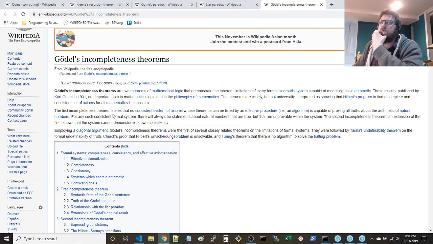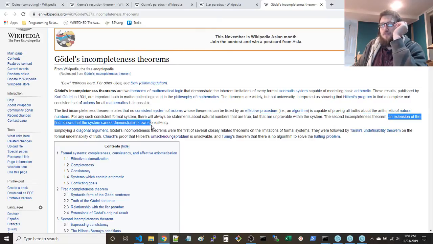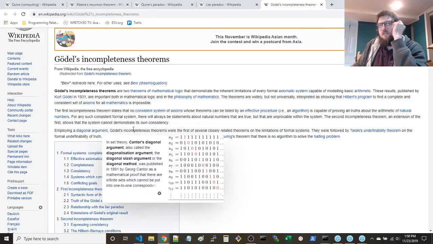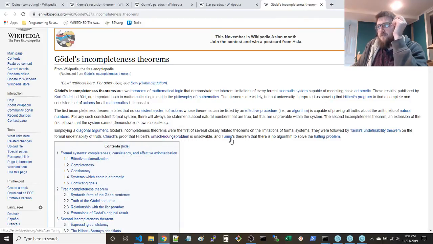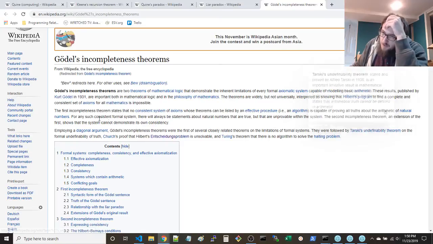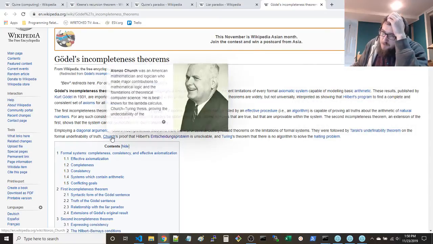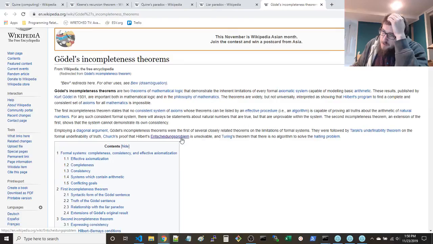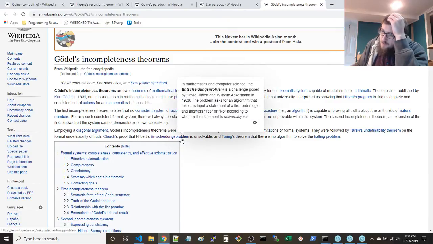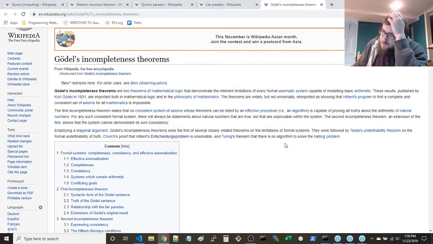In any such consistent formal system, there will always be statements about natural numbers that are true but are not provable within the system. The second incompleteness theorem, an extension of the first, shows that the system cannot demonstrate its own consistency. Employing a diagonal argument, the incompleteness theorems were the first of several closely related theorems on the limitations of formal systems that were followed by Tarski's undefinability theorem on the formal undefinability of truth, Church's proof that Hilbert's Entscheidungsproblem is unsolvable, and Turing's theorem that there is no algorithm to solve the halting problem.